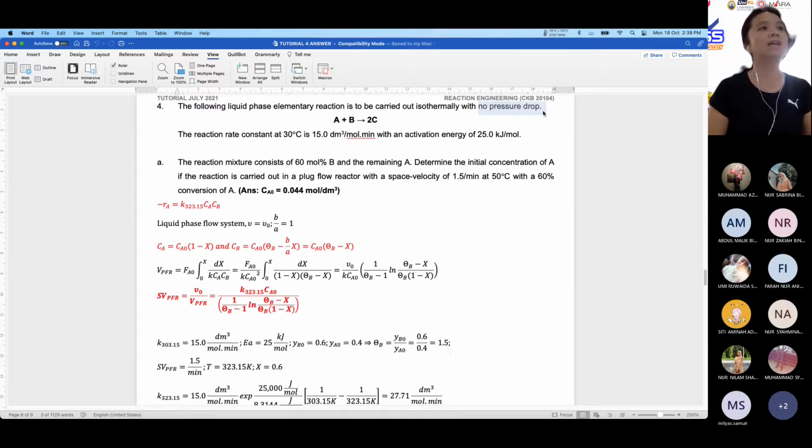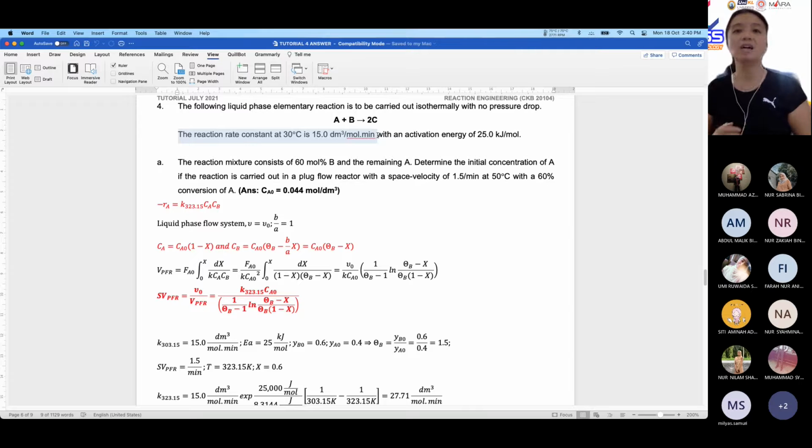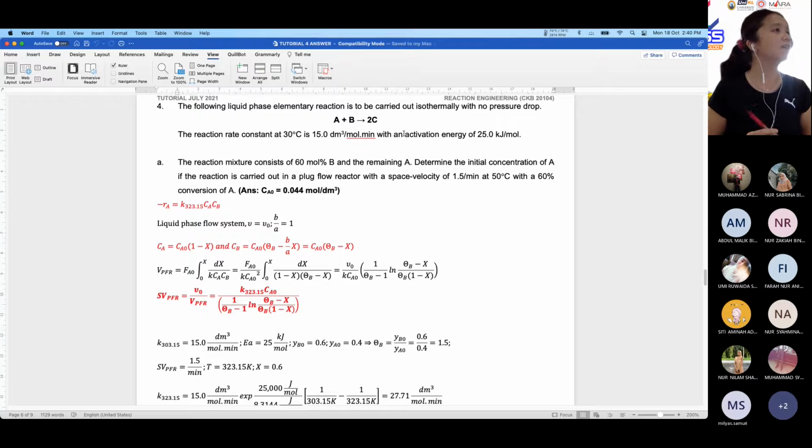Okay, next dia kata no pressure drop. Okay, so sama lah kalau liquid phase, no pressure drop, no temperature change, pressure change will not affect our design equation. Next dia kata reaction rate constant k at 30 is 15 dm³ per mole minute. So they give us the k, but the k is specific at 30 Celsius. Right, so then dia kata with an activation energy of 25 kilojoule per mole. Okay, so you know by now, right? Activation energy itu adalah Ea lah.